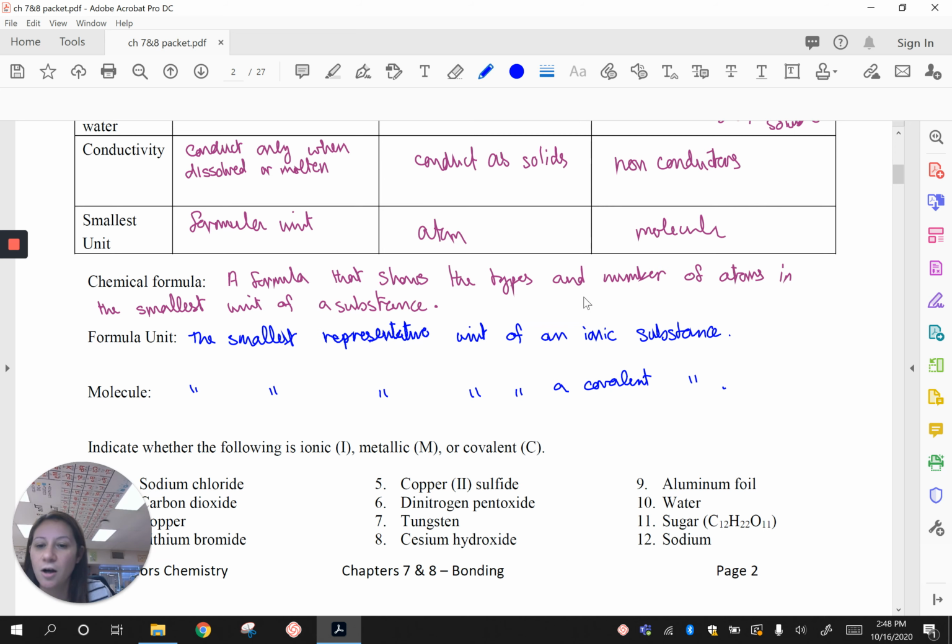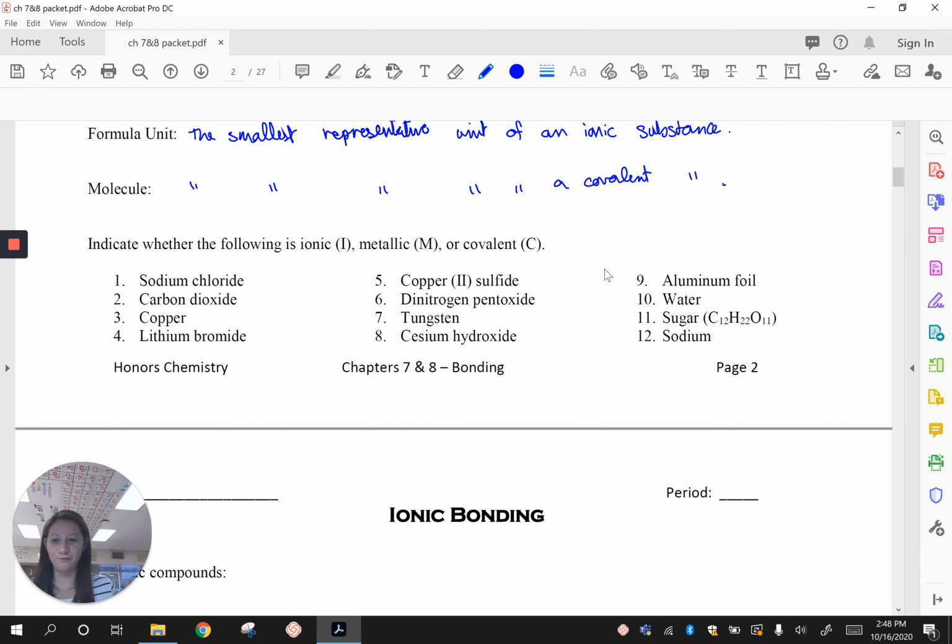So, all right, let's play a game. Ionic, metallic, or covalent? So let's look at these. We'll start with NaCl, sodium chloride. Is that ionic, metallic, or covalent? So sodium chloride, we have a metal with a nonmetal, so that would be ionic. Number 2, carbon dioxide. Carbon's a nonmetal, oxygen is a nonmetal as well, so that would be covalent. Copper. Copper is a metal just by itself, so that is metallic. Lithium bromide. Lithium's a metal, bromine is a nonmetal, so that would be ionic.